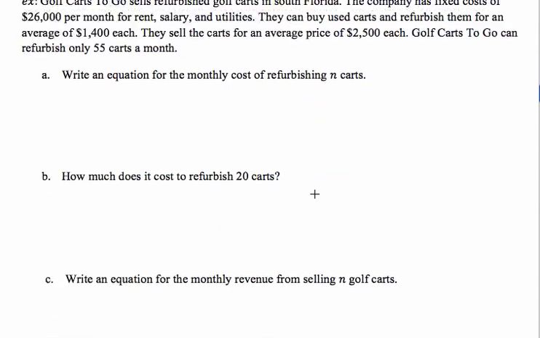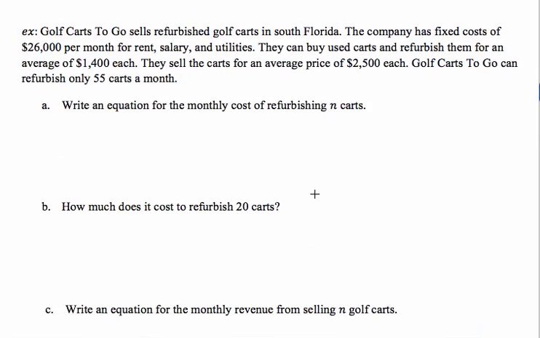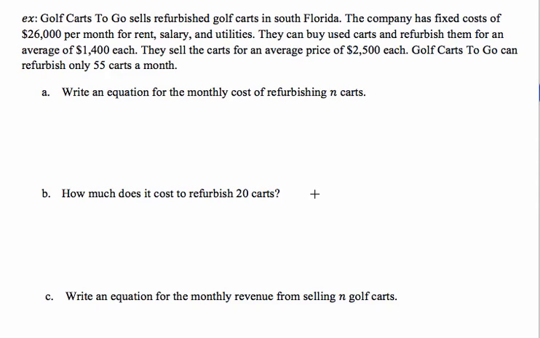This one is broken down into, let's see, A, B, C, D, E, F, G, H. Lots of parts. So we're going to go all through the whole cost, revenue, and profit parts here. Golf Carts to Go sells refurbished golf carts in South Florida. The company has fixed cost of $26,000 per month. That's a lot. For rent, salary, and utilities.